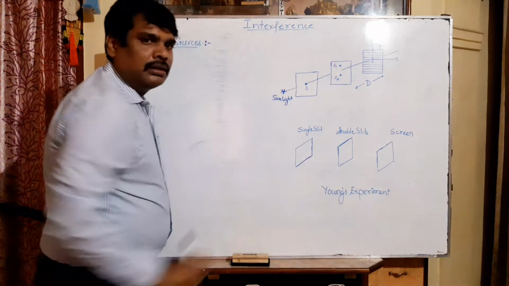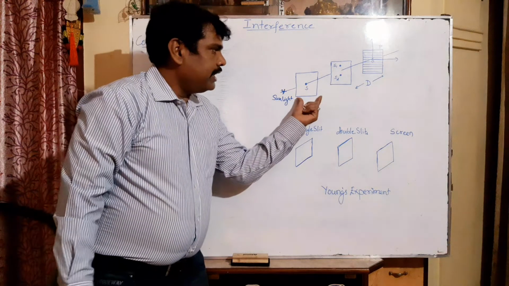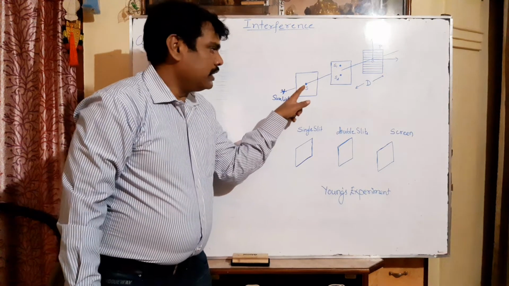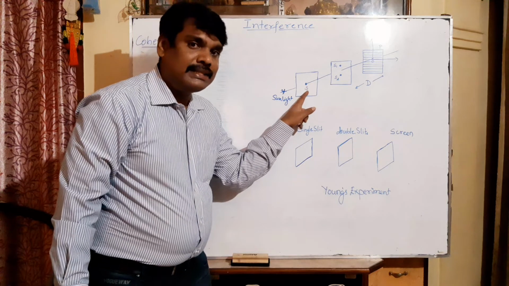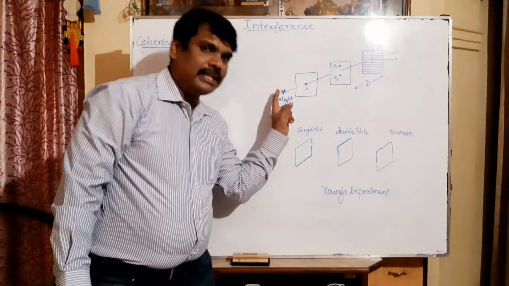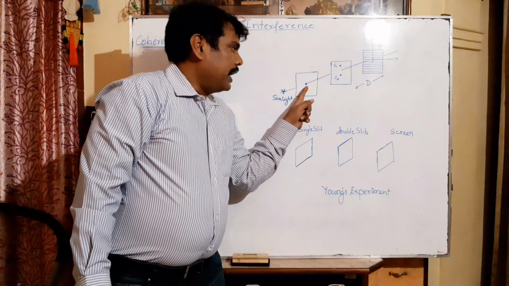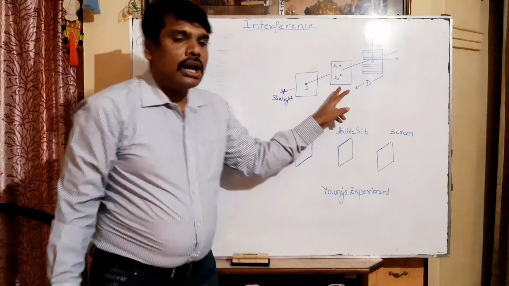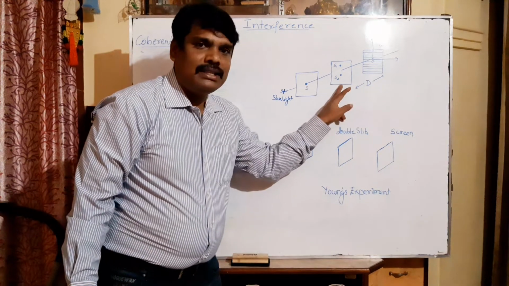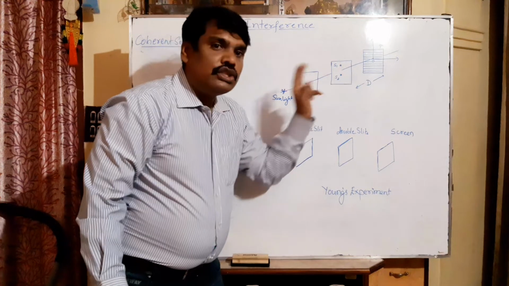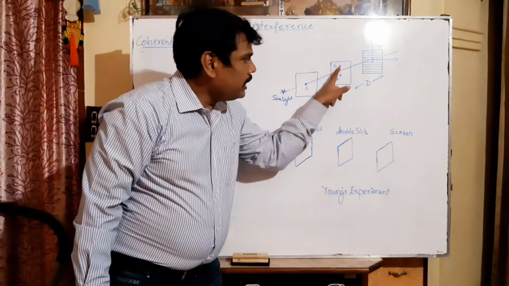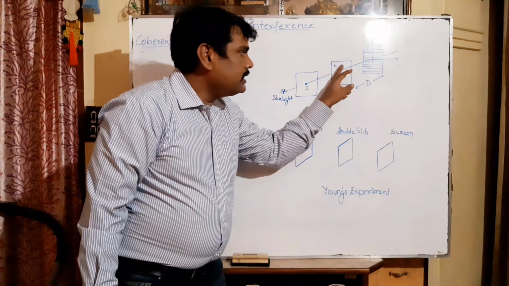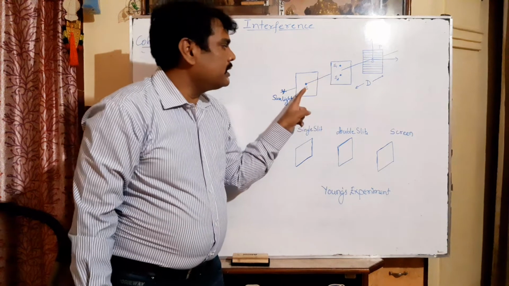Clear now? In front of the sunlight, he kept a cardboard and made a narrow hole, a small hole. This is source S, but this is not coherent because only one source is taken. The light coming out from this source S is made to fall on another cardboard placed at a certain distance, containing two narrow holes, S1 and S2, that is source 1 and source 2, such that these two are exactly equidistant from S.